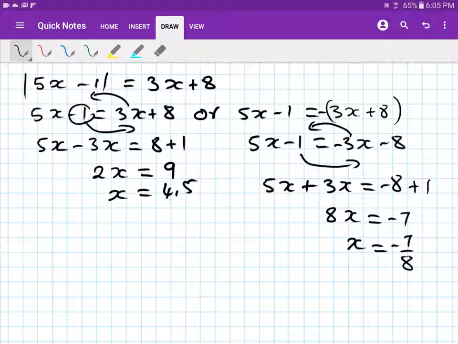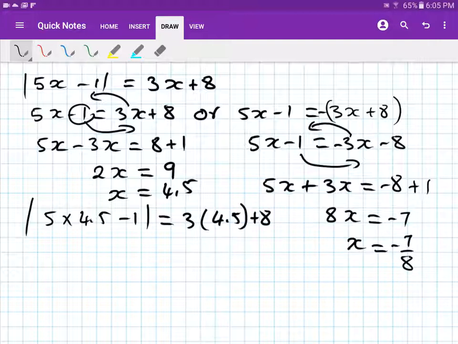So if x is 4.5, we put 4.5 into the equation. Let's see if we got this one correct. So the absolute value of 5 lots of 4.5 minus 1 is the same as 3 lots of 4.5 plus 8. If you type this in your calculator, on the left hand side you get 21.5.